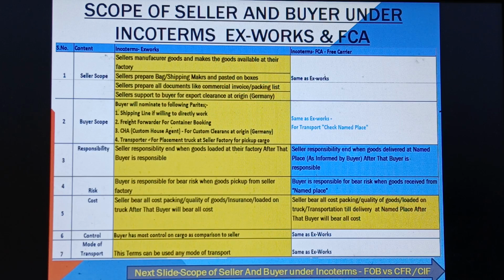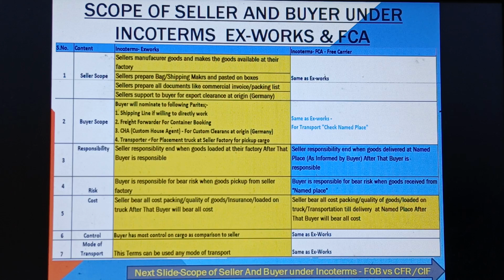Mode of transport: these terms can be used for any mode of transport, by air or by sea, and in FCA the same, no problem. So these are the most important terms for import, while you are doing import or export. This is the process of seller and buyer scope. Very important, you need to understand. So let us move to my next slide.